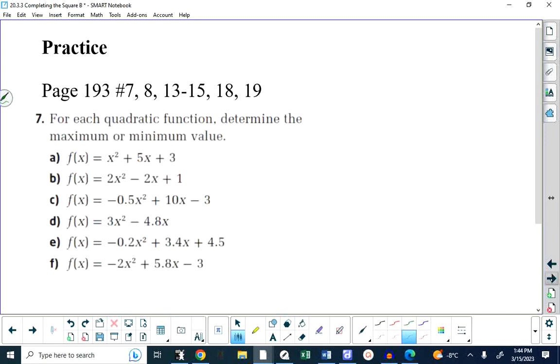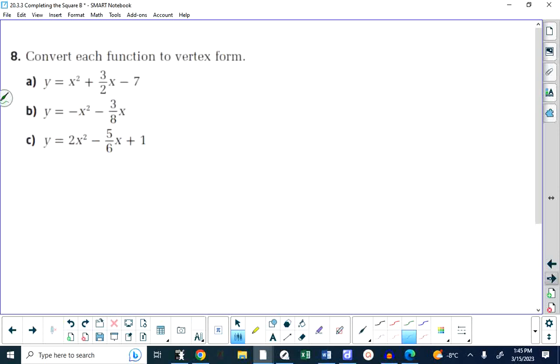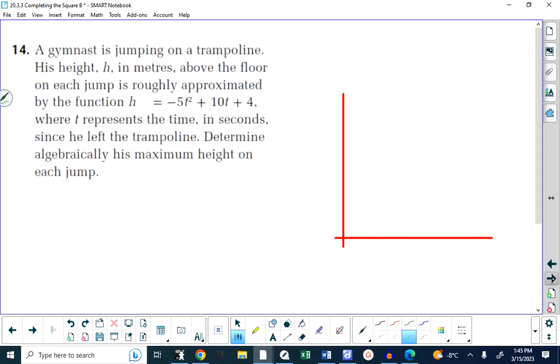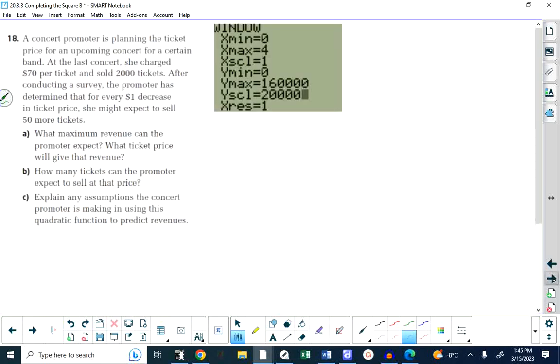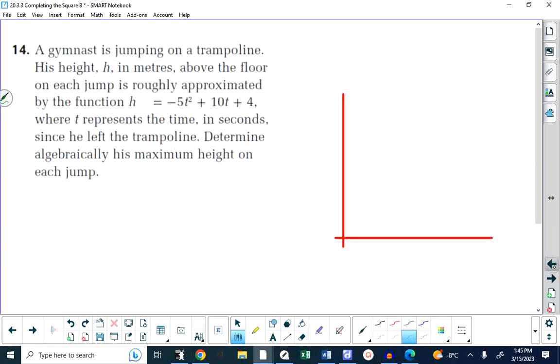Some practice problems in your textbook, 7, 8. I don't think you need to do every single one here. Some of these you might have already done already. Algebraically, though, by completing the square. Some more complicated ones with fractions in them, and then some application problems. Some of these application problems, like 14 and 15, you're given the equation. You just have to complete the square. Others, you have to make the equation.